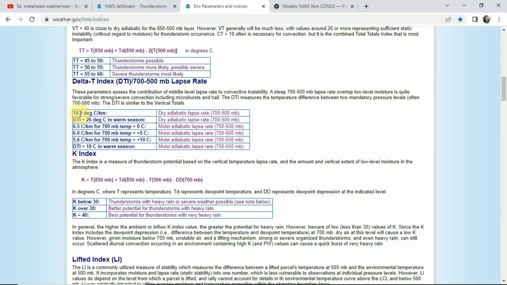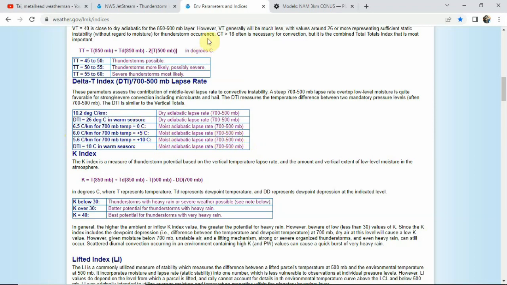But in the warm season, about 26 degrees Celsius is a pretty sufficient lapse rate. Really, a moist sector would be towards about maybe 6 to 6.5 degrees Celsius per kilometer. And this is towards the mid to upper levels in the atmosphere, by the way.